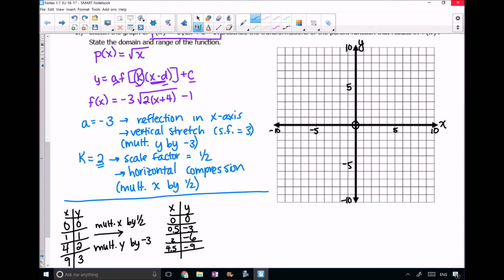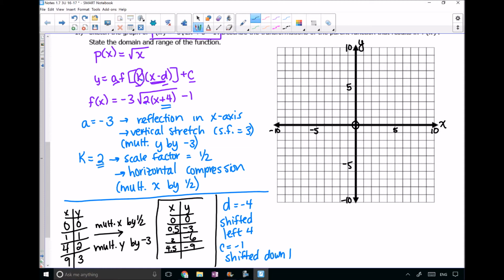Okay? All right, now that I've done that, the next two parameters that I need to identify are D and C. I know right here that D, when I look at my equation, is going to be -4. So that means that it shifted left 4 units, okay? And then here, I can see that C is -1. So I can say C equals -1. So that tells me it shifted down by 1.